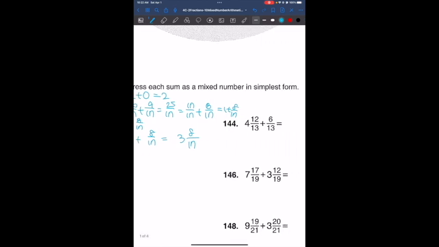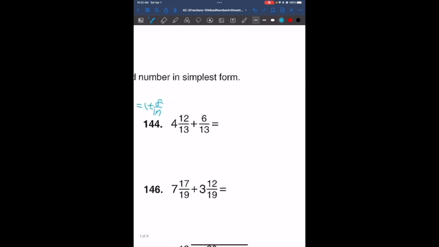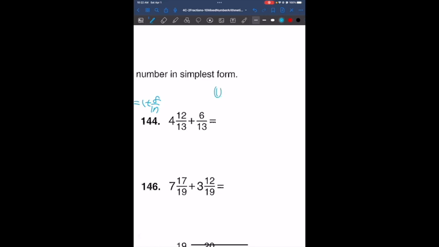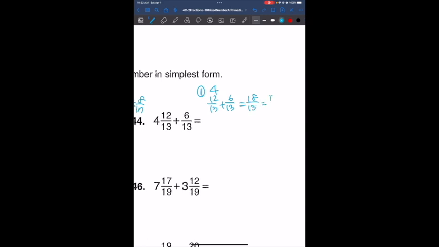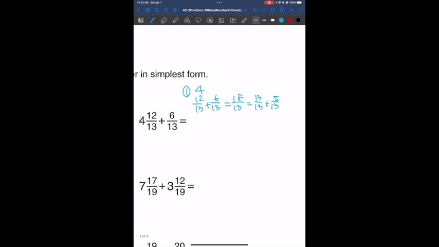And we're going to do the same thing for 144. And so one way we can do it is we can just add the whole numbers together and then add the fractions separately. So it's going to be 18 over 13, which is 13 over 13 plus 5 over 13. So it's going to be 1 plus 5 over 13. And so in total, that's going to be 4 plus 1 plus 5 over 13, which is 5 and 5 over 13.